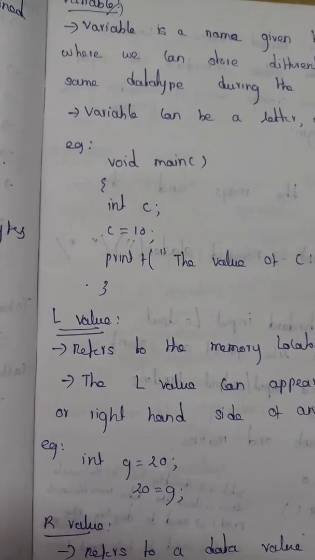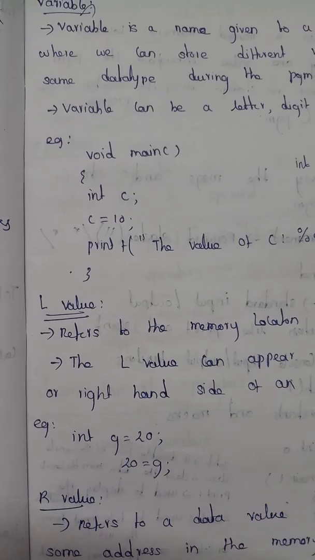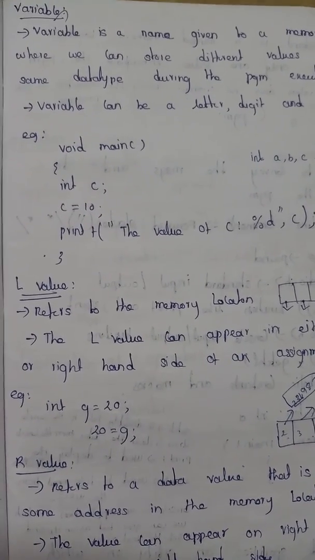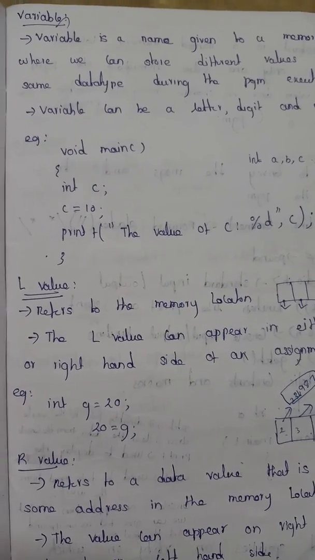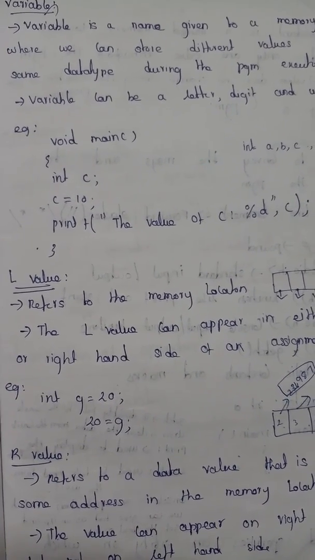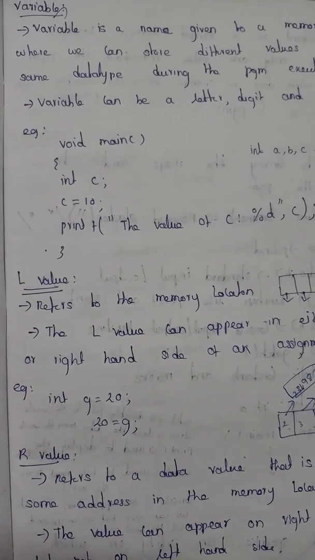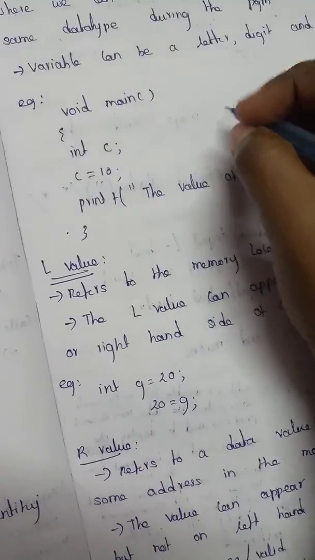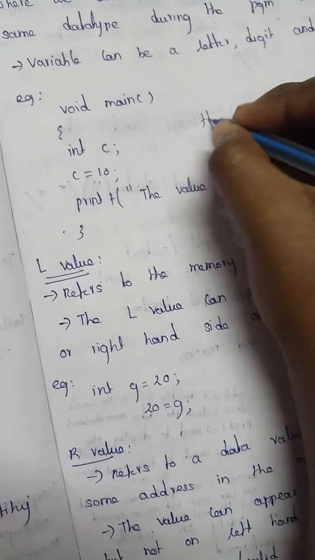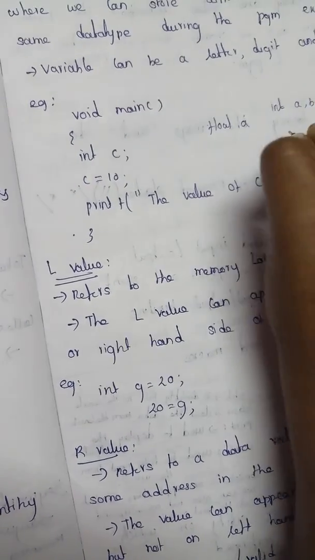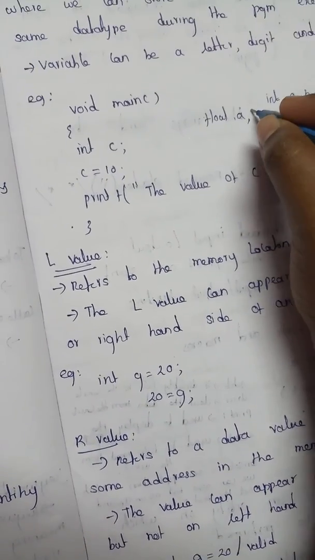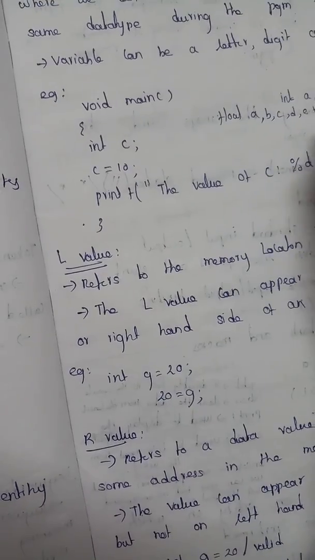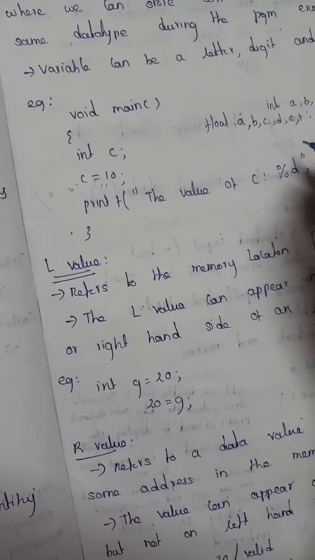Then variable. Variable is a name given to a memory location where we can store different values of the same data type during the program execution. Variable can be letter, digit and number also. For example, here I am taking float A as a variable. Here I can declare more than one variable, A, B, C, D, E, F, etc. Okay, so this is variable.